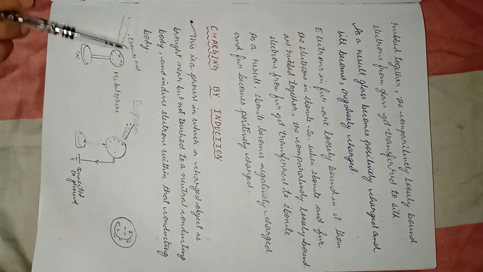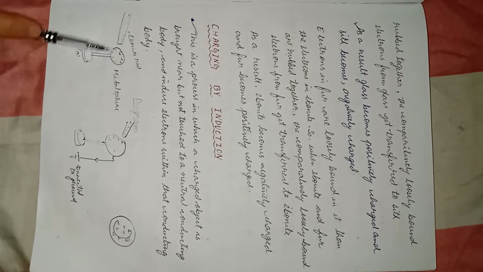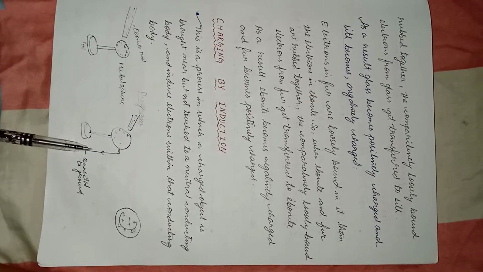For example, here this is the ebonite rod, this is the metal sphere. The ebonite rod is brought near but not touched to a metal sphere. We can take this as the example of charging by induction, and similarly this example is also shown here.